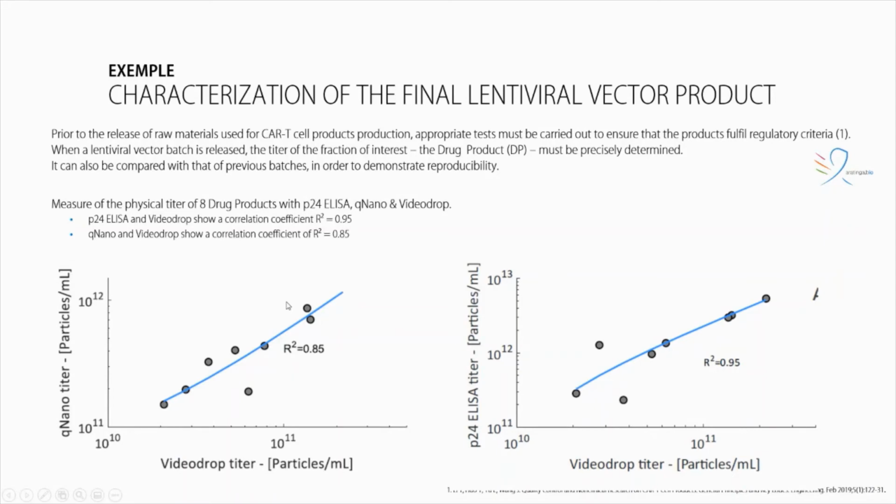Here, we have measured the physical titer of 8 drug products with P24 ELISA, QNano and Videodrop. And as shown in the charts, P24 ELISA and Videodrop show a correlation coefficient of 0.95 here on the left. On the right, the Videodrop with the QNano shows a correlation of 0.85.